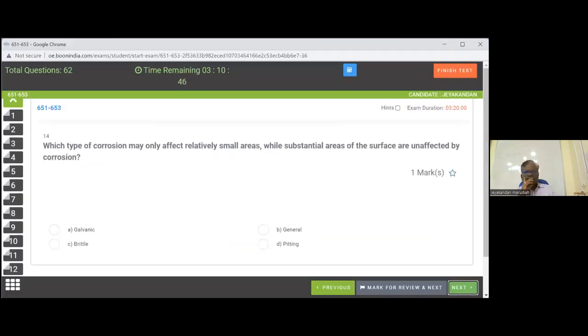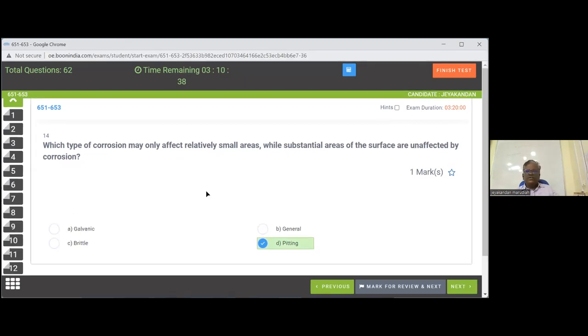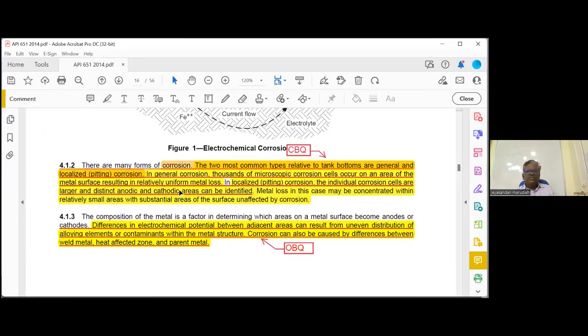This type of corrosion may only affect relatively small areas, while substantial areas of the surface are unaffected by corrosion. Pitting. So pitting will affect only a small area. I think same paragraph. In localized pitting, the individual corrosion cells are anodic and are concentrated within relatively small areas. This one. Small areas. Here, the last line.